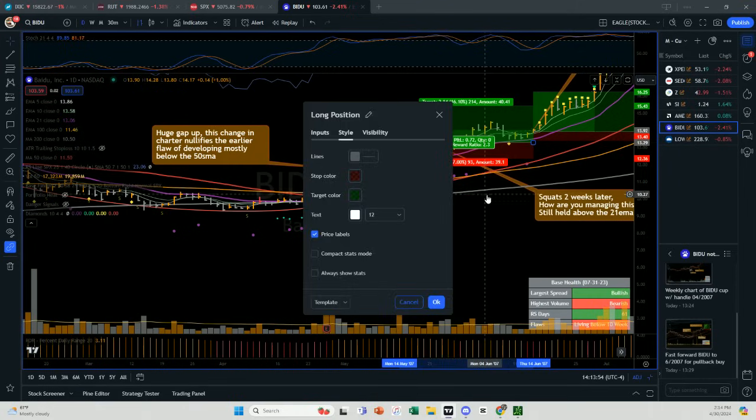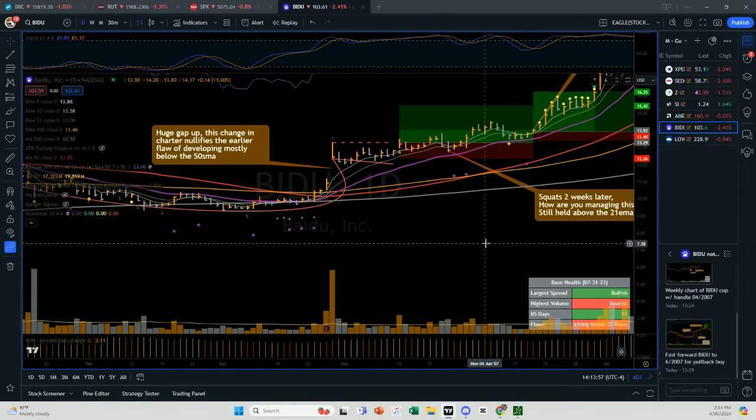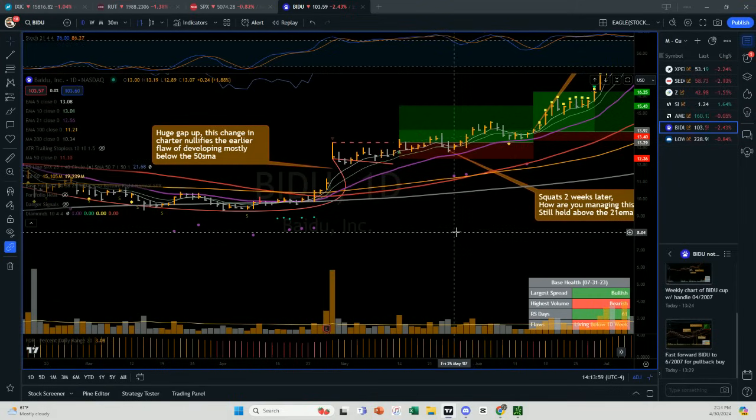But from my own perspective, this is hairy to sit through. Those two big down candles would really test your nerves, because they're closing almost at the low of the day.